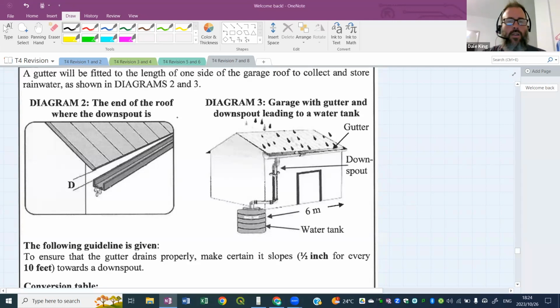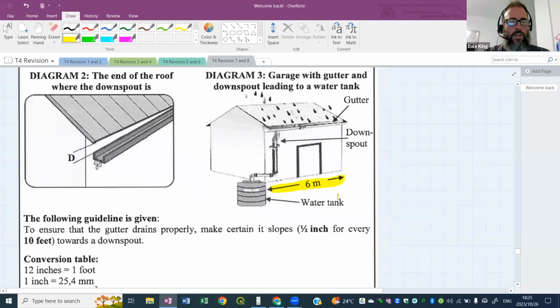Now, a downspout is that part of the gutter that goes down, or the pipe that goes down from the gutter at the edge of your roof. So on the left-hand side, usually there would be a pipe going down here where the water goes out. This is the end of the gutter where that pipe should be. On the right-hand side is an overall diagram showing how this is all set up. Rain falls on the roof, goes into the gutter, then down the downspout and into a rainwater tank. They give us this dimension, that the length of the house is 6 meters.